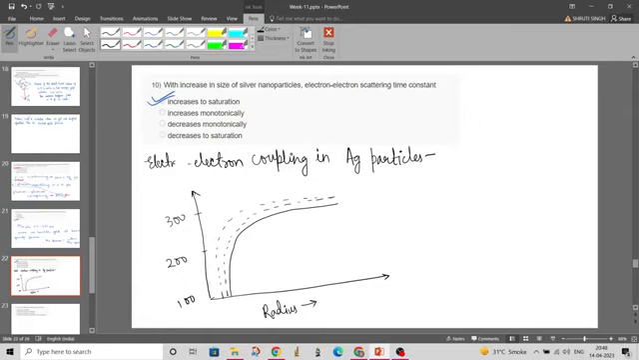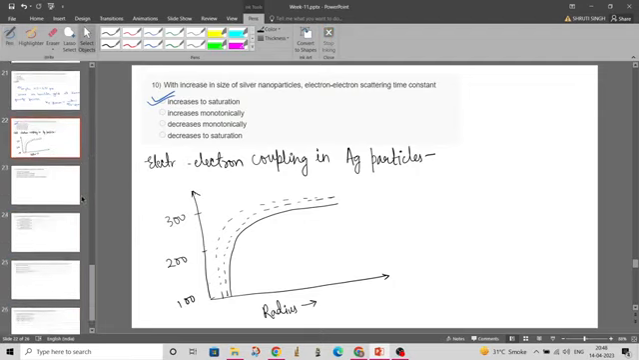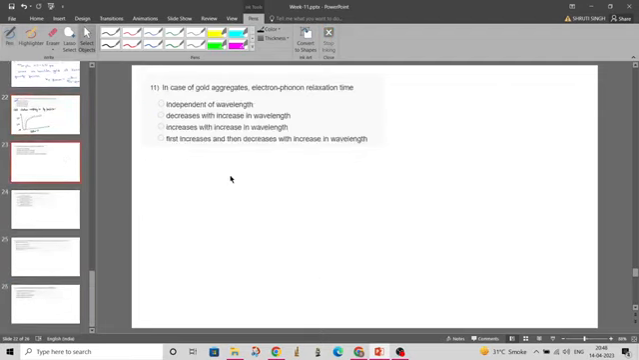Okay. Let's move to the next question. In the case of gold aggregates, the electron-phonon relaxation time is independent of wavelength, decreases with increase in wavelength, increases with increase in wavelength, or first increases and then decreases with increasing wavelength.